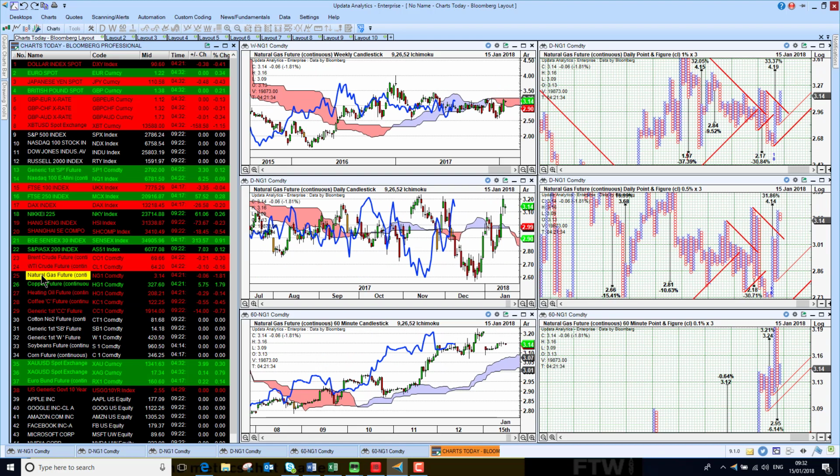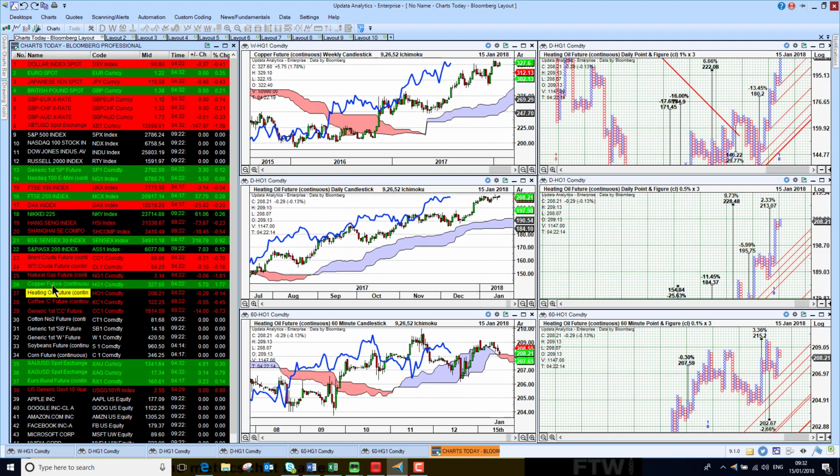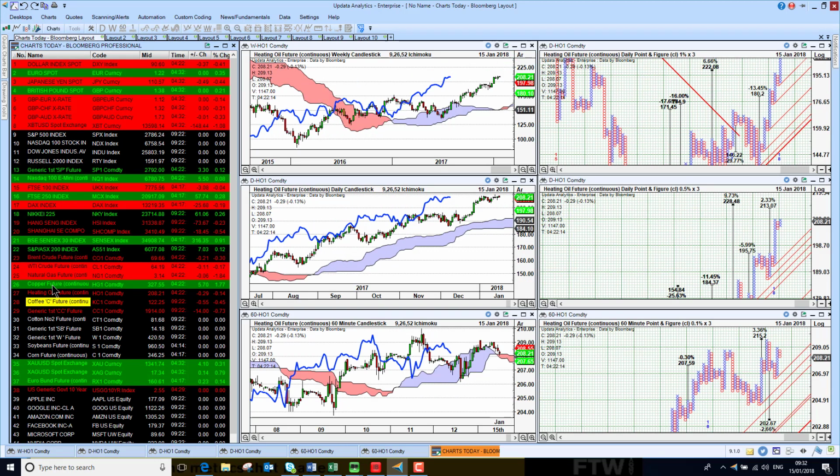US nat gas holding that $3 level, but really just hitting a resistance level at around 320. This chart is just so choppy. The only way to trade gas at the moment is to trade the range. Taking a look at copper, copper's actually looking strong again. Weaker dollar probably helping there. Heating oil looking similar to crude.